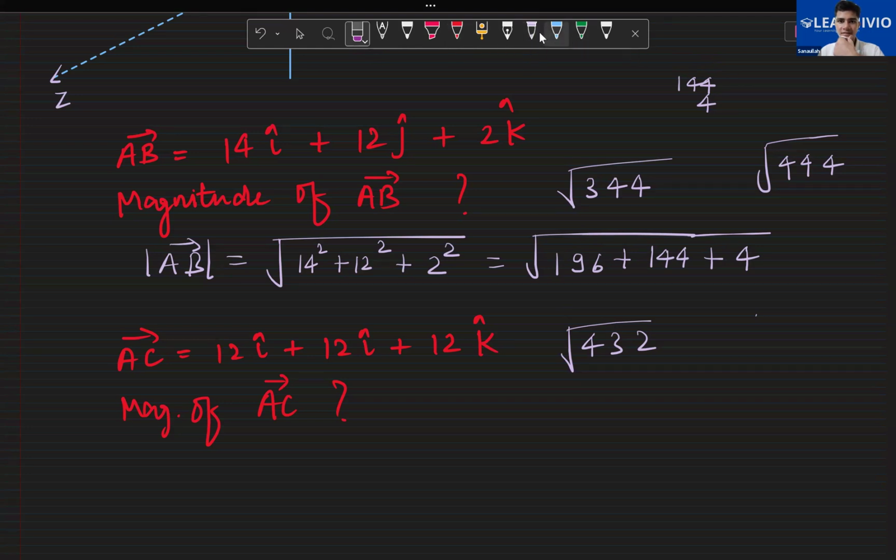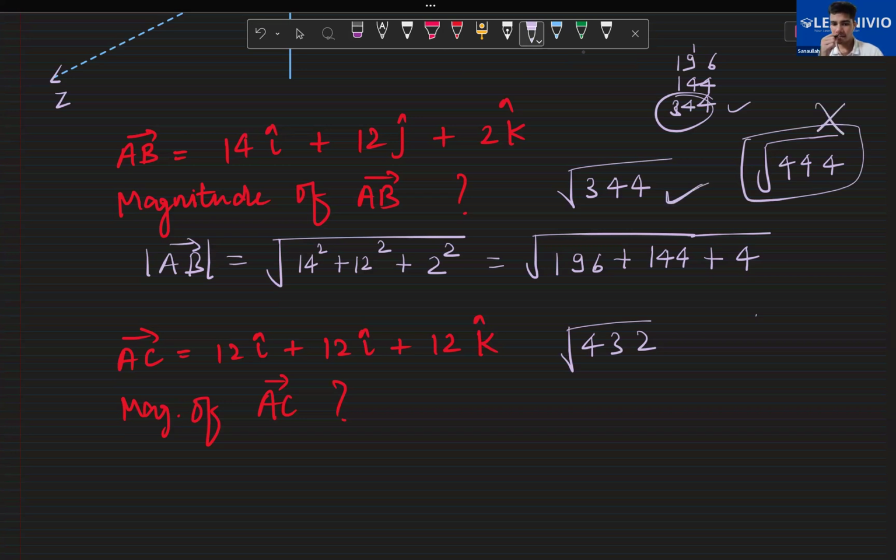So when you add these things, you get 196 plus 144 plus 4, that is 344. All right, so this is right. Shamun, you got the wrong answer. This is not the answer. 344 is the right one.